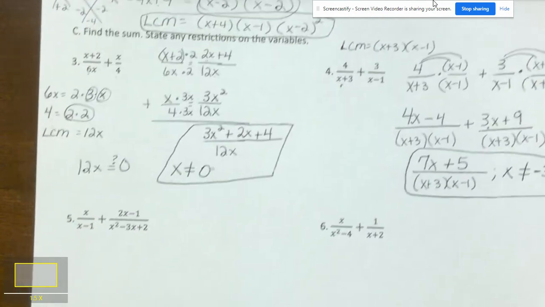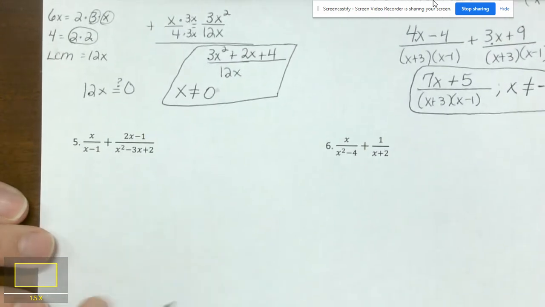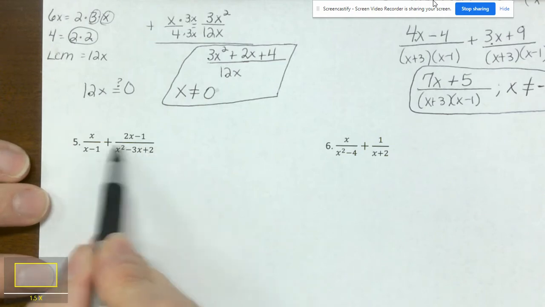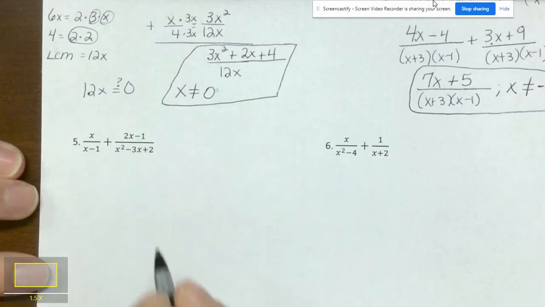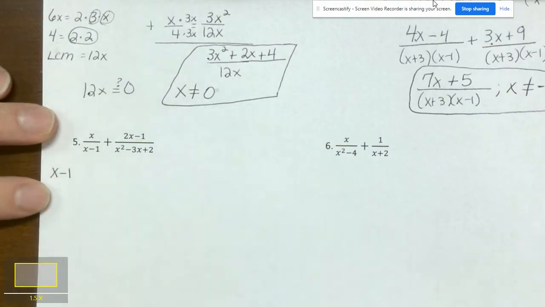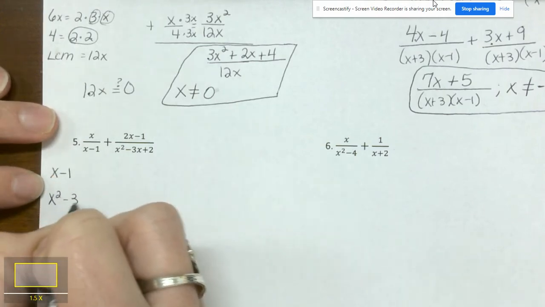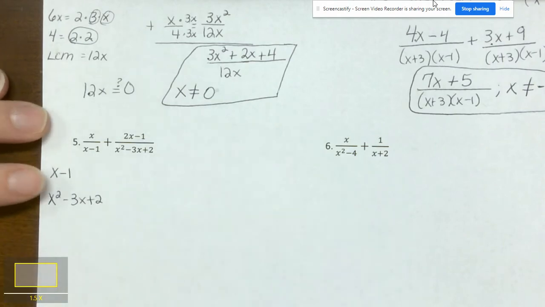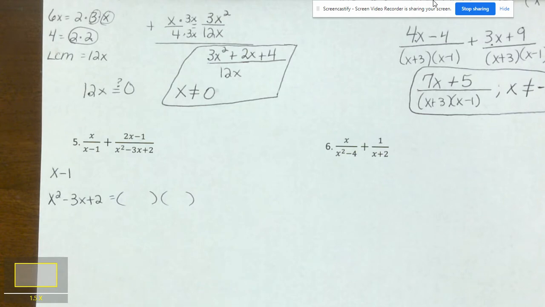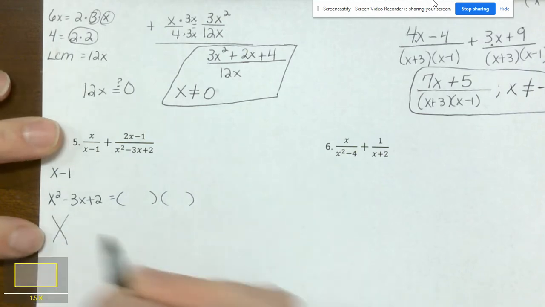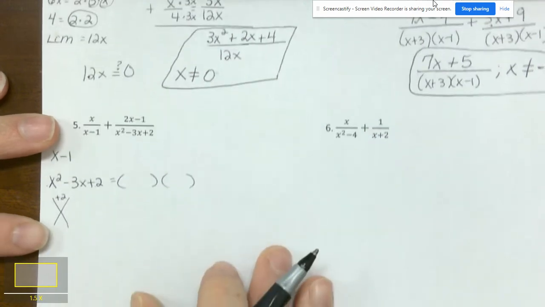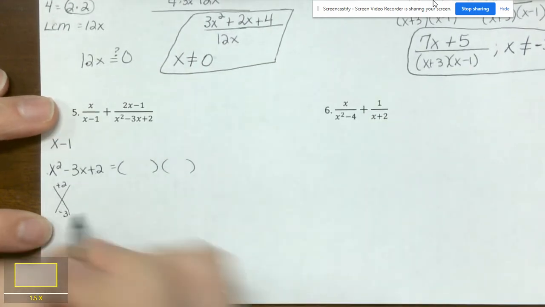Okay, let's look at another example. x times x minus 1 plus 2x minus 1 over this. Now, this time we are going to have to do a little bit of work to come up with our least common multiple. All right, so we've got x minus 1, but now we've got to factor this one. Okay, so we got to come up with how this is going to factor. All right, if we do the diamond method, 1 times 2, that's a positive 2. And then we need to get a negative 3.